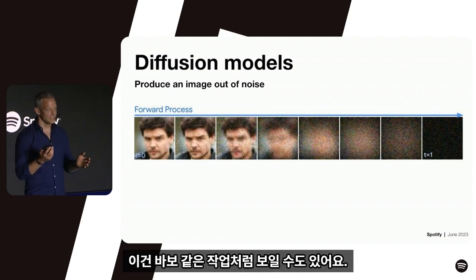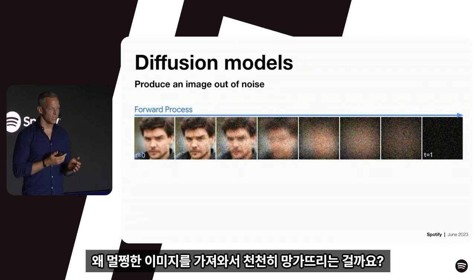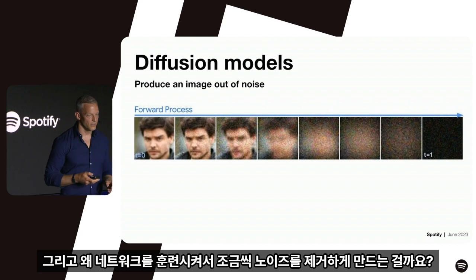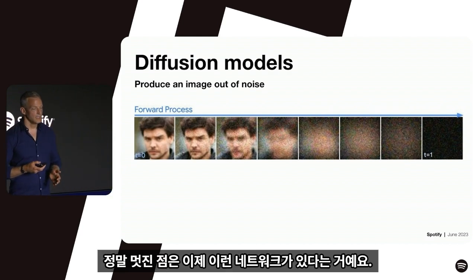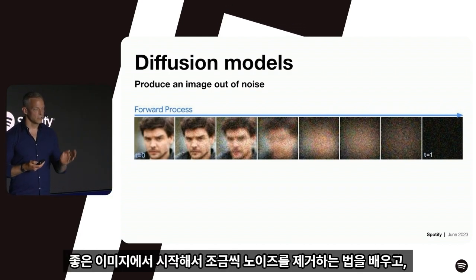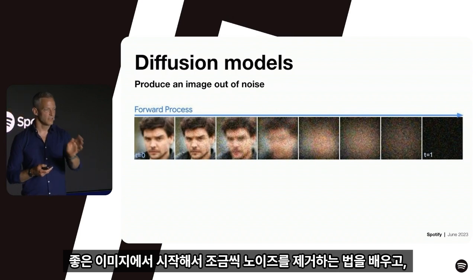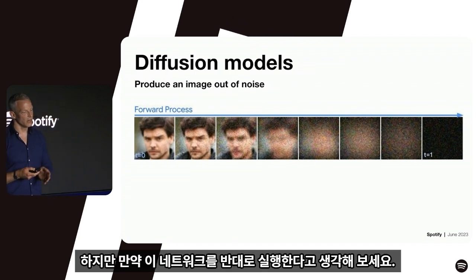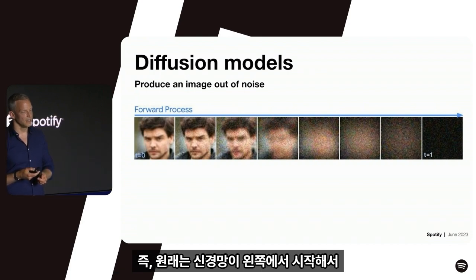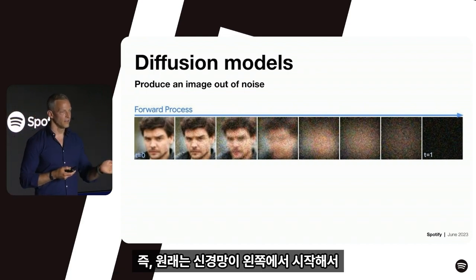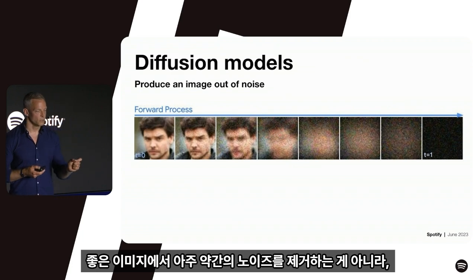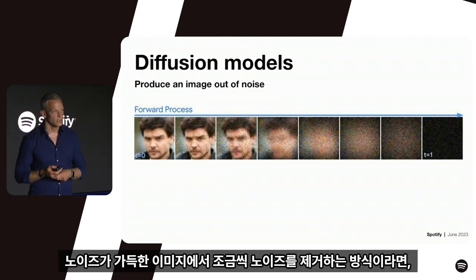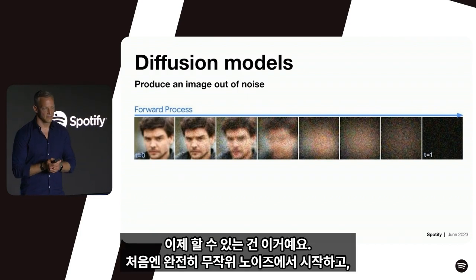All right, so again, this seems like a stupid task. Why would you take a perfectly good image and destroy it slowly and train a network to remove a little bit of noise at a time? Well, the really cool thing is now you have this network that starts with a good image, learns to remove a little bit, makes the image worse, removes a little bit again. But if you now take this network and you run it backwards, so instead of taking the neural network that is furthest to the left, that removes just a little bit of noise from the good image, you start with the one to the right that removes a little bit of noise from the pure noise image. What you can do is this.